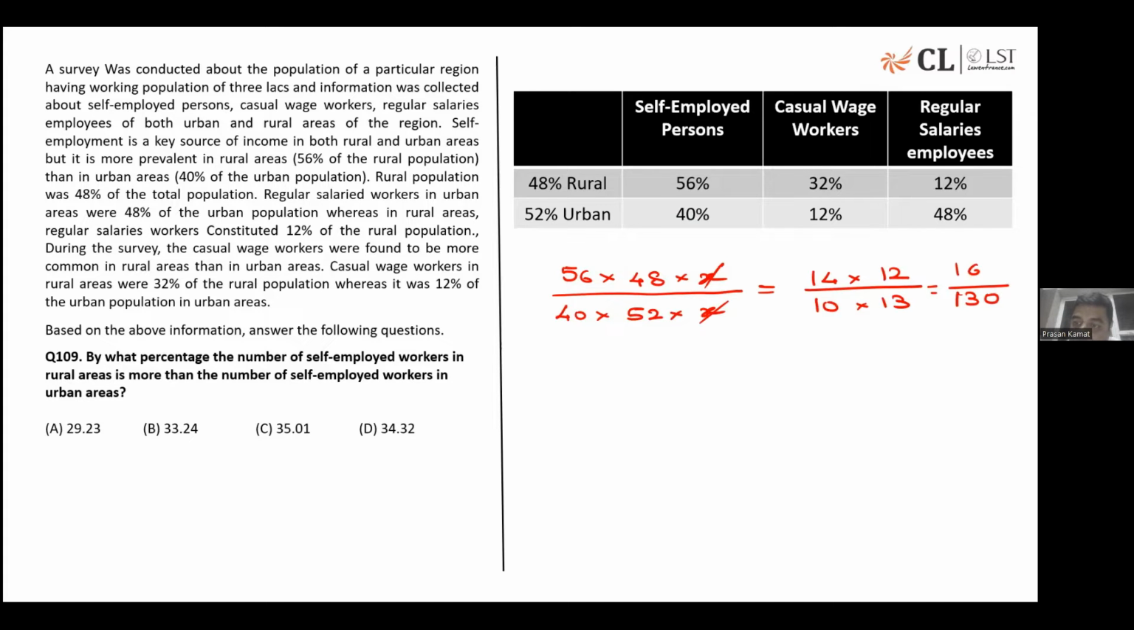14 12s is 168. They are asking me how much is the numerator greater than the denominator. Right? How much is the numerator greater than the denominator? Obviously, the numerator is greater by 38 on a base of 130. Right? On 130, the numerator is greater by 38. And what is this? Obviously, we know that 13 threes are 39. My numerator is 38. So the answer had to be just under 30%. Just under 30%, you would go with option number A. Right? Simple. Let's go to the next one.